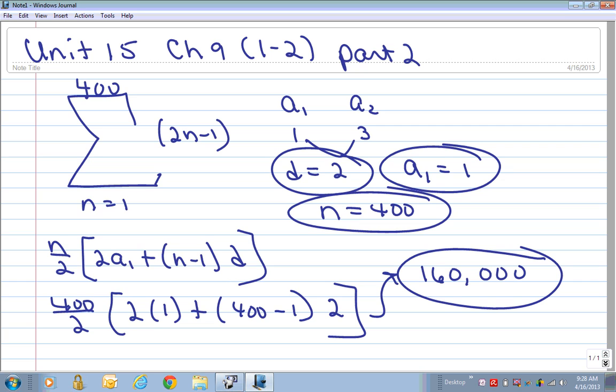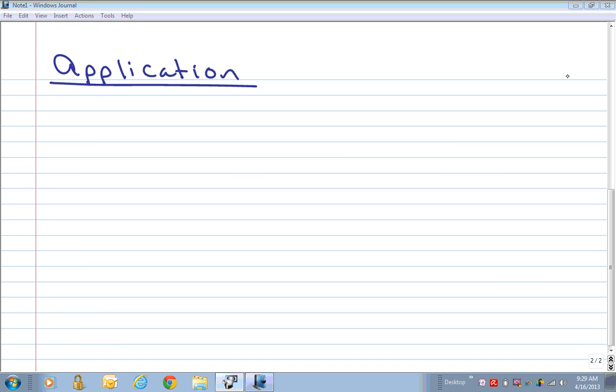Now let's do our two application problems. Okay, the first application problem has to do with Sam's salary. He has a starting salary of $36,800. I'm going to write that down. He's going to get a raise every year of $1,750. I'm going to write $1,750 down.